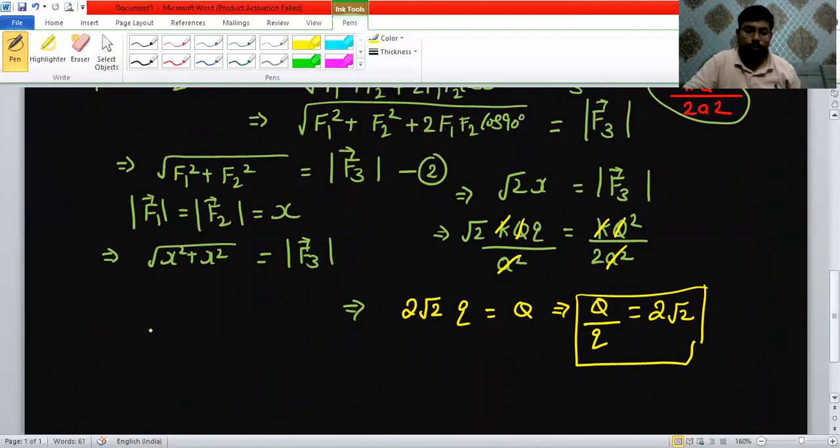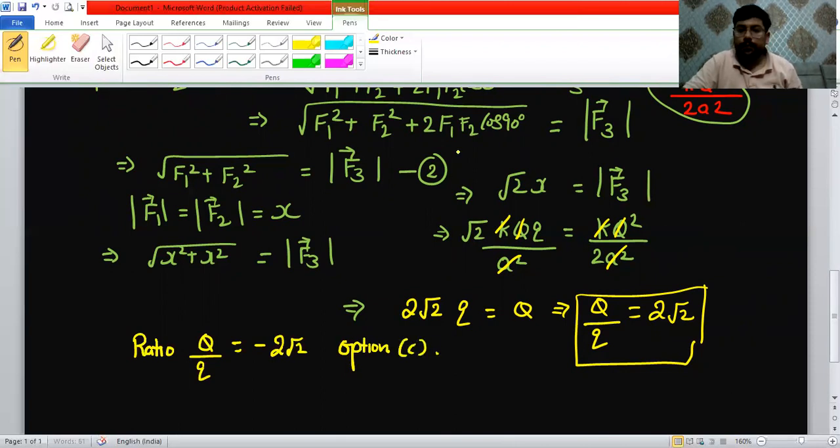So we find the ratio capital Q to small q is equal to minus 2 root 2. Option C is correct. Thank you, class.